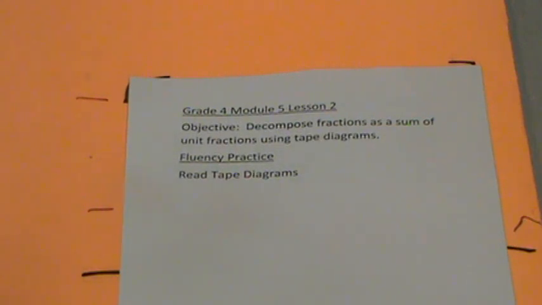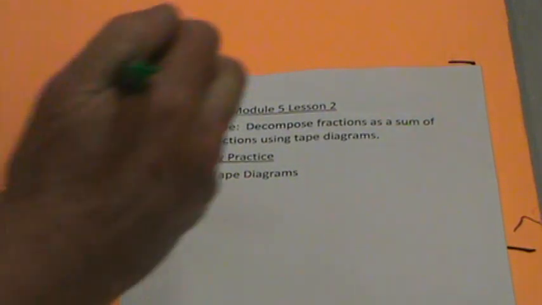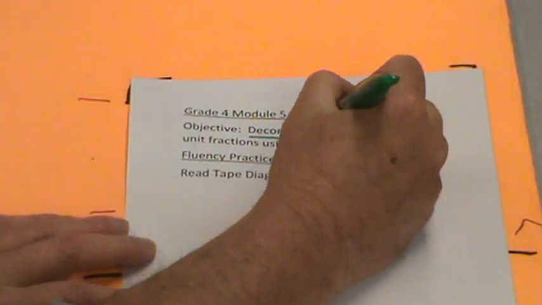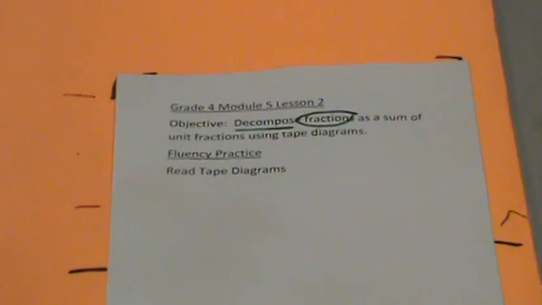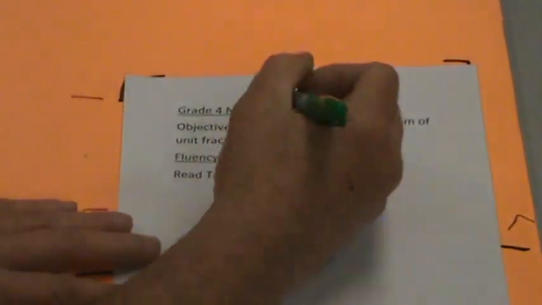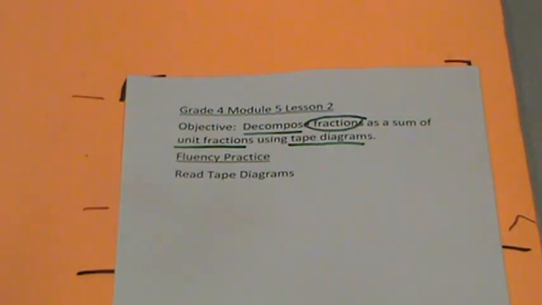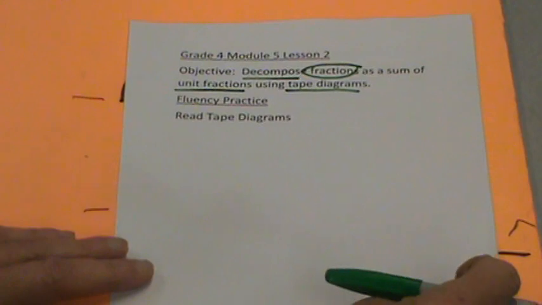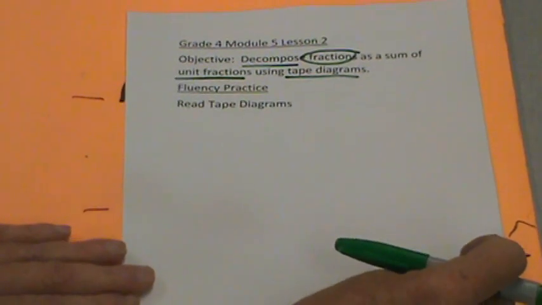All right, let's get started on our objective. It's to decompose fractions as a sum or total of unit fractions using los tape diagrams. Okay, first thing, our fluency practice, we're going to read some tape diagrams. Reading in math? Yes, it's true.